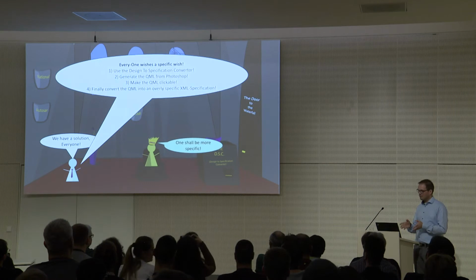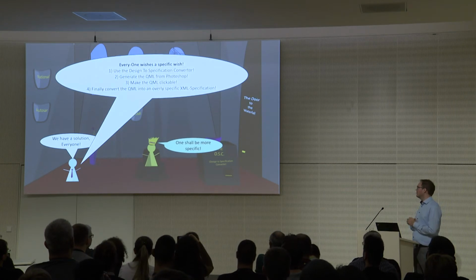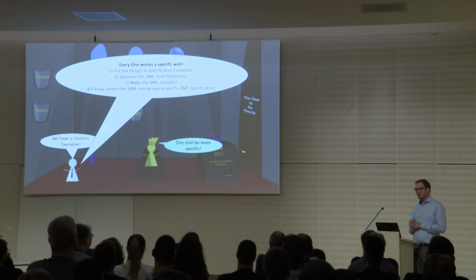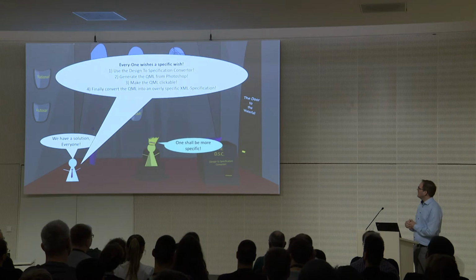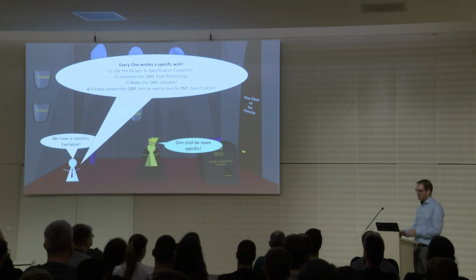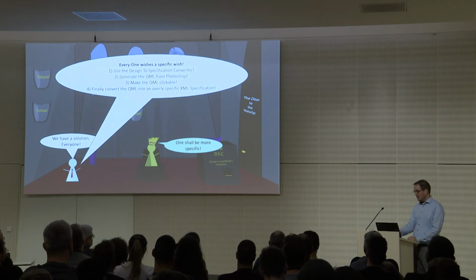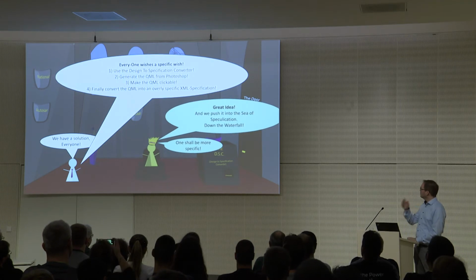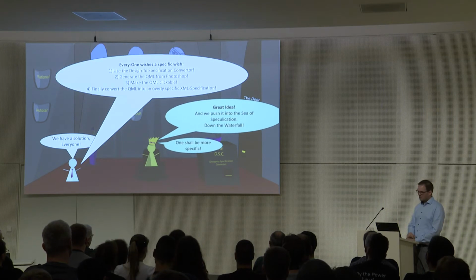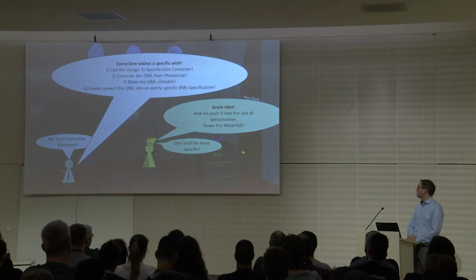You make the QML clickable, and of course, because the OEM cannot demand of the tier 1 what technology to use, and they want to have something more robust, they convert the QML in the end into XML to get rid of all the logic, because the logic is already written in the paper specification. And the king was really excited. He said it was a great idea, and let's push it down the sea of speculation and down the waterfall, and that's what they did.